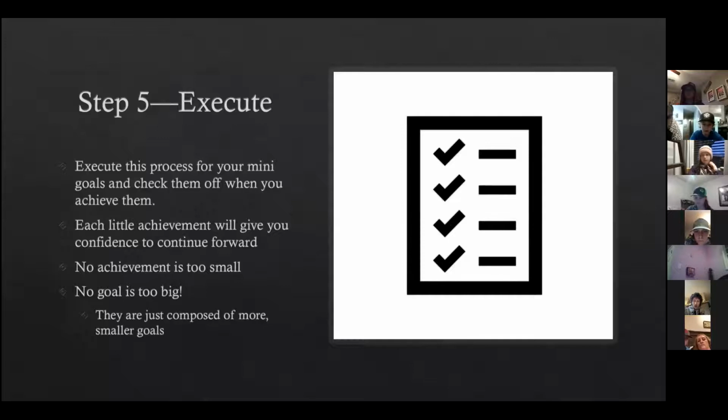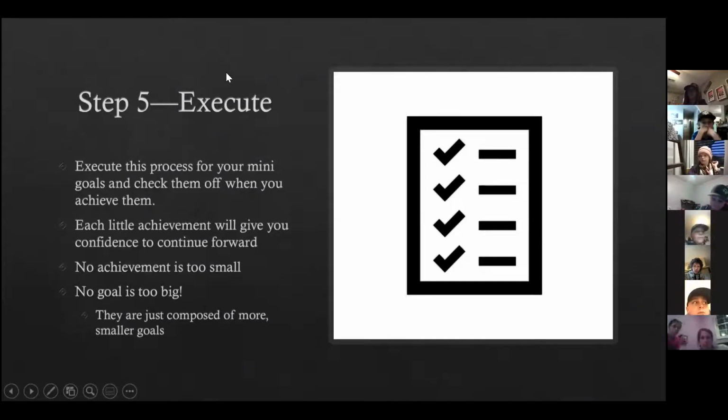But unless you do these steps of continuously breaking them down, being specific, and then executing it, the ladders of success will just start to be steeper and steeper. It'll be harder. The more specific you get, the easier the steps will be. Okay. There's no achievement that is too small.